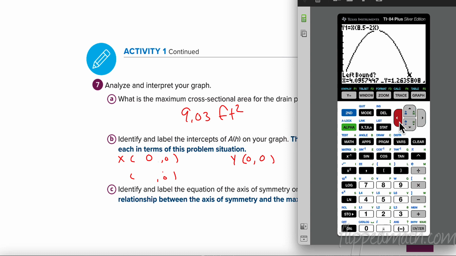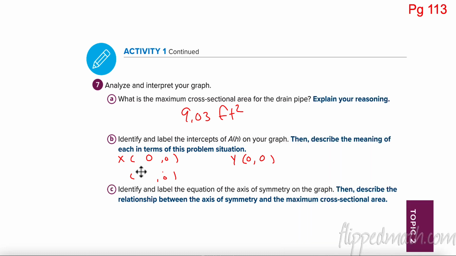I'm going to go to the left of it, press enter. I'm going to go to the right of it. I'll know I'm to the right because my y values will be negative. That's the right of the 0. And I'm going to press enter, 4.25. So my other 0 is 4.25. So that means at 4.25 feet, I have 0 area, right? And at 0 height, I have 0 area. That should make some sense, right?